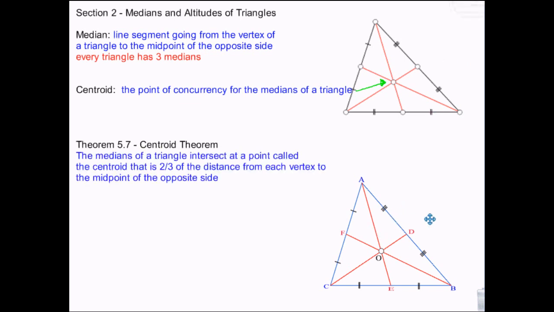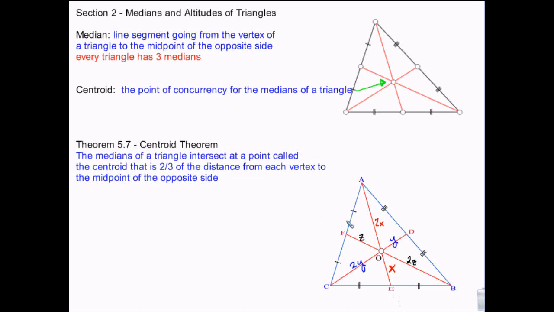Okay, so the medians of the triangle all intersect at the centroid, and the centroid is 2/3 of the distance from the vertex to the midpoint. So if we were to call this distance x, this distance would be 2x, because if you broke it into thirds and each third was called x, you'd have one of them on this side and two of them on this side. So if this part here is y, this would be 2y. And if this part here was z, this would be 2z.